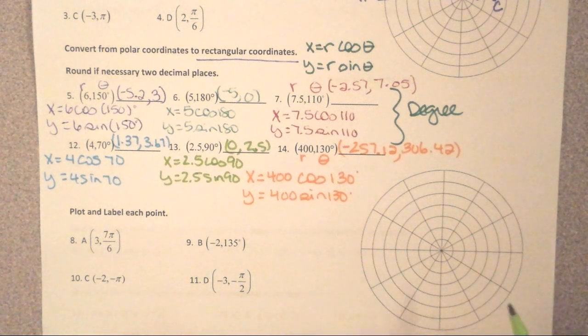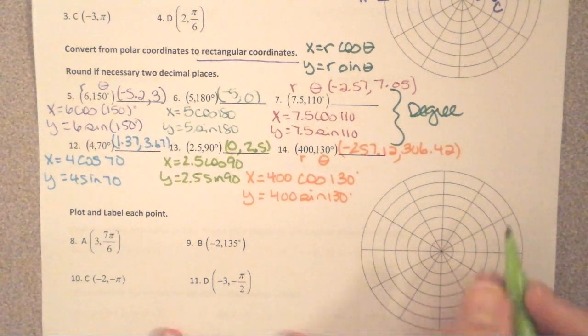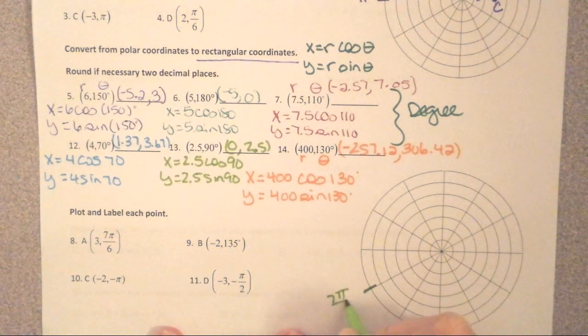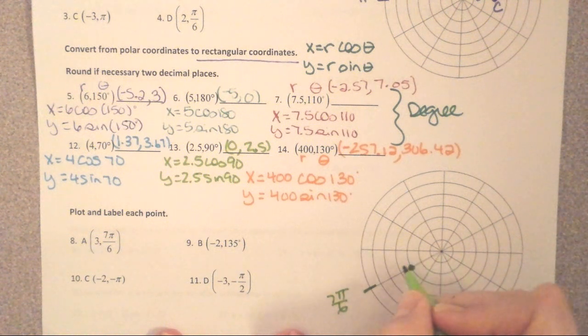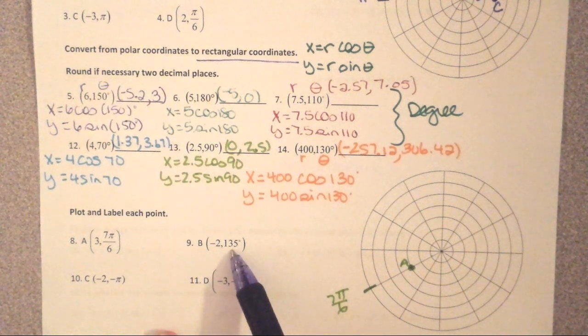Okay, so you're coming back to check now. The first thing you would do on number 8 is find where 7 pi over 6 is, and 7 pi over 6 is located right here. Because it's a positive 3, I'm going to go 1, 2, 3 towards it, and I'm going to label that A. Number 9, I'm going to go find 135 degrees.